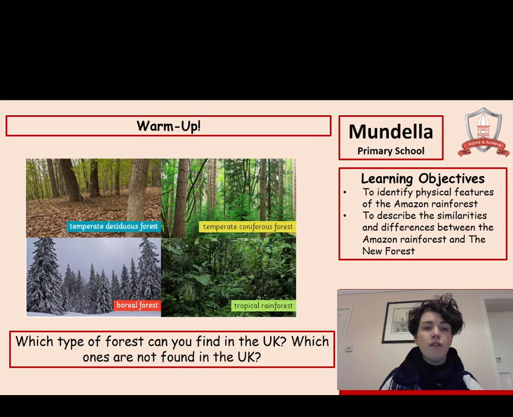Which ones are not found in the UK? So the options are the temperate deciduous forest, the temperate coniferous forest, the boreal forest, the tropical rainforest. Pause the video now to have a go.